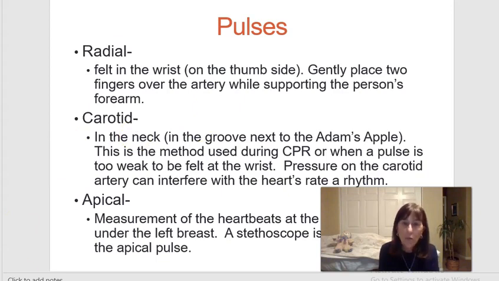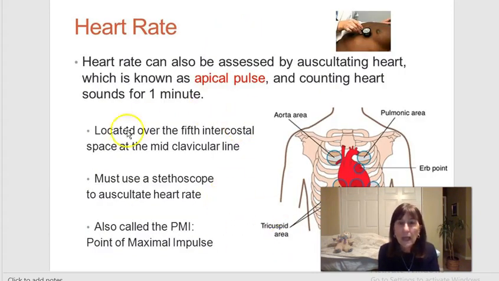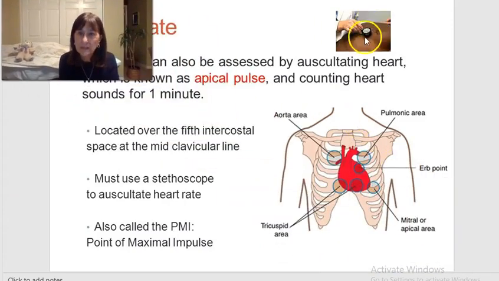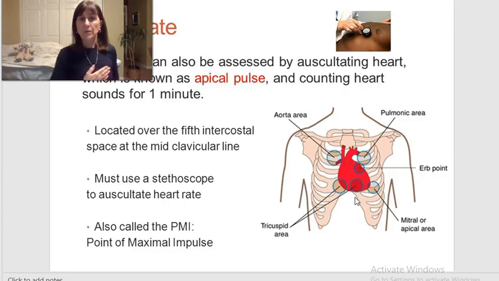So if you go back and watch this, it explains the radial, carotid, and apical, and it's also in your book. This is where we listen with a stethoscope, as they're doing here on the chest. The apex of the heart is down here, and that's where it gets its name. It's kind of where we do the Pledge of Allegiance. Okay, so you're feeling your hand over your heart. That's where you would put the stethoscope to hear ba boom, ba boom, ba boom.